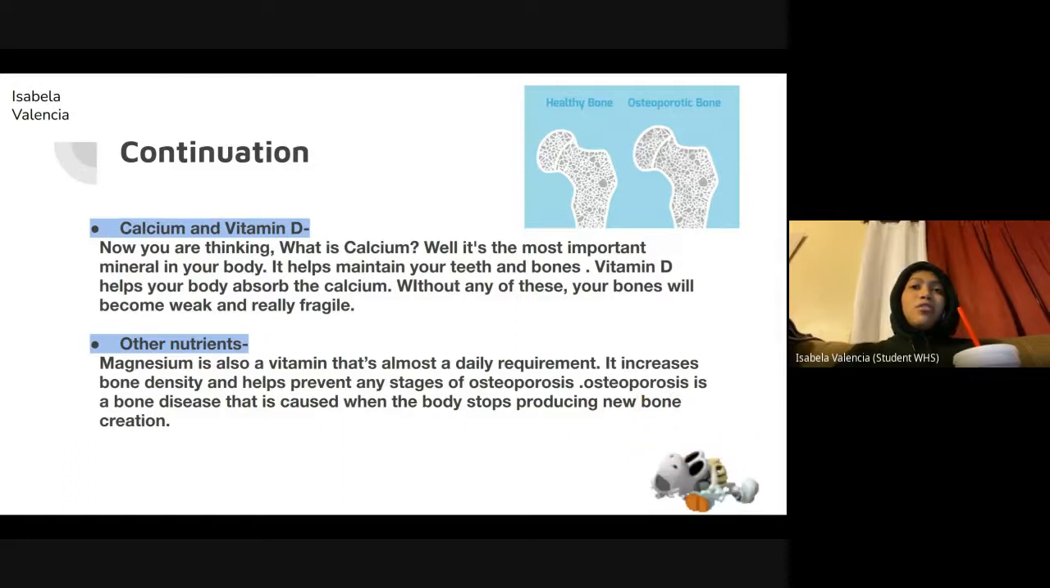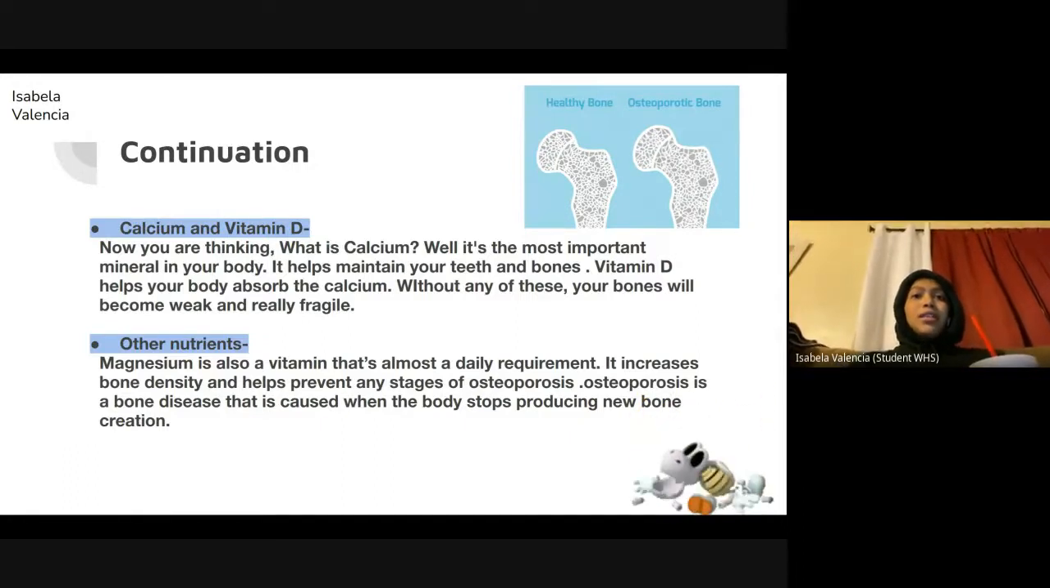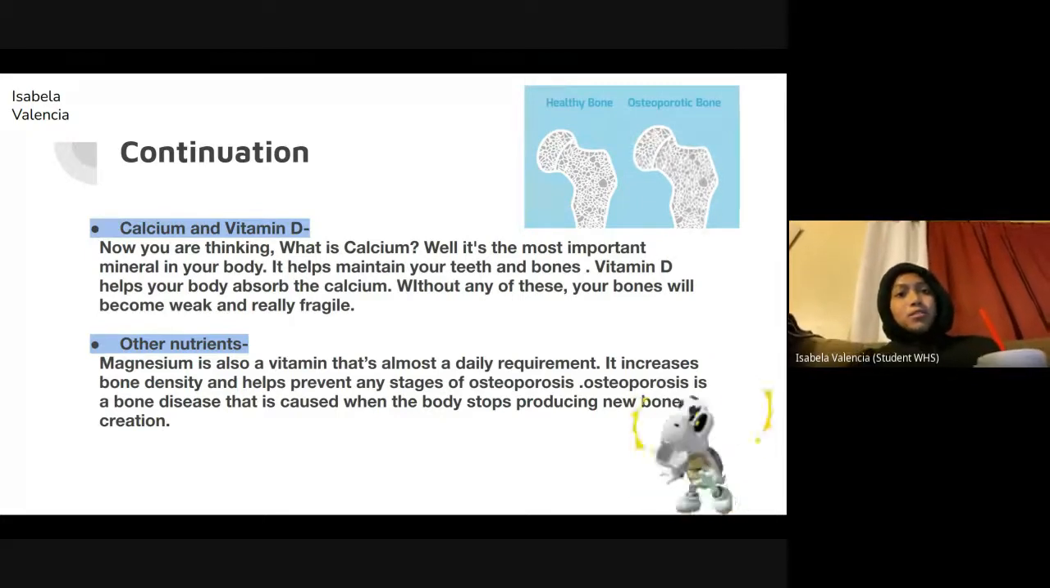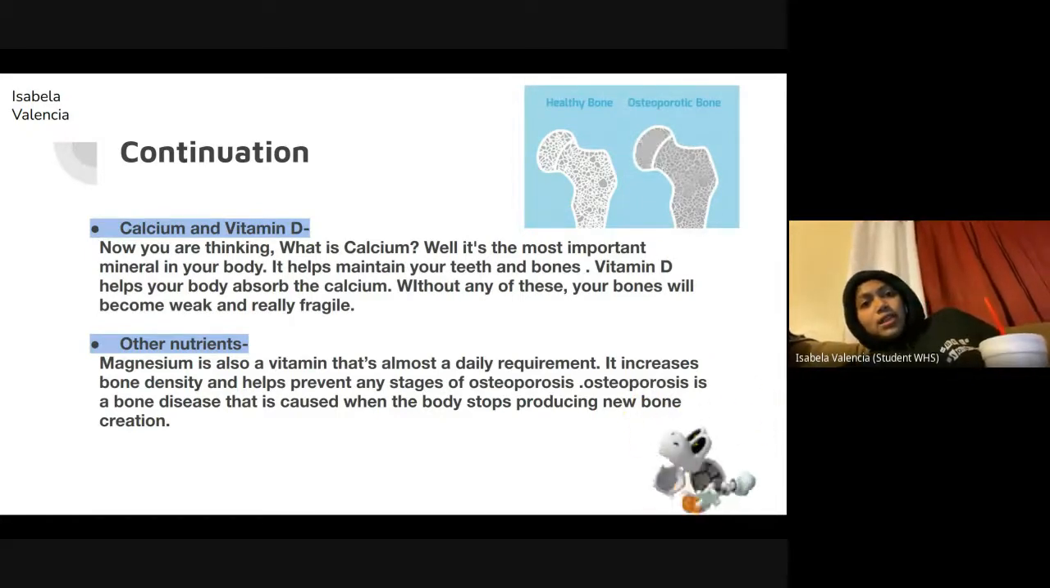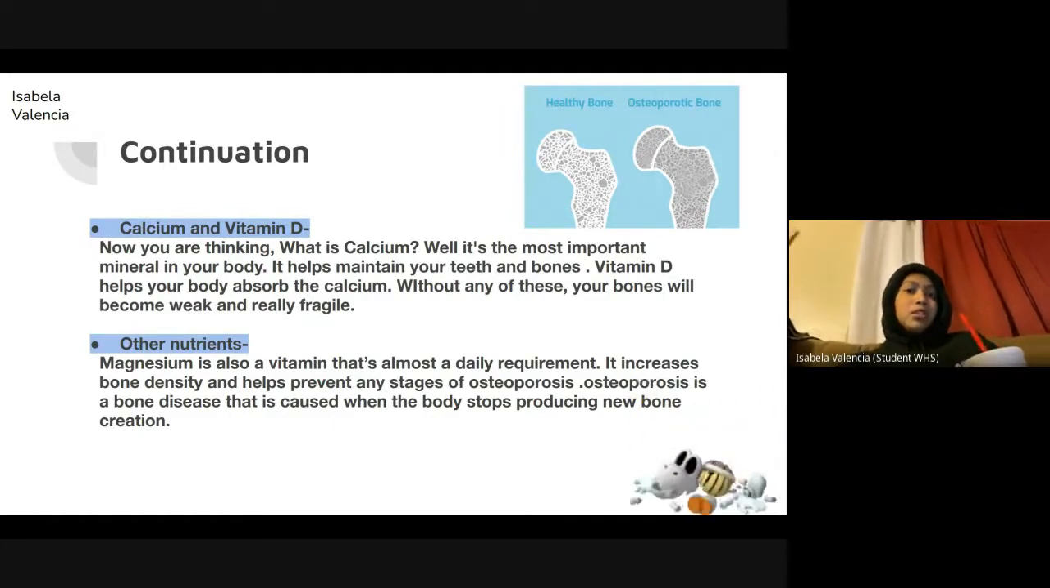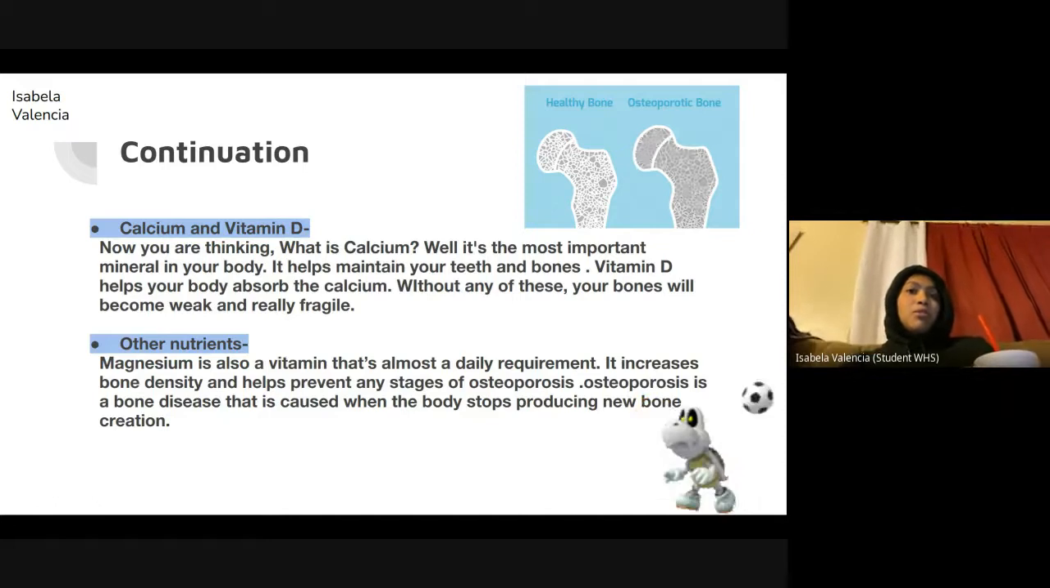Other nutrients like magnesium are also required almost daily. Magnesium helps bone density and helps prevent osteoporosis, a bone disease in which the body stops producing new bone.